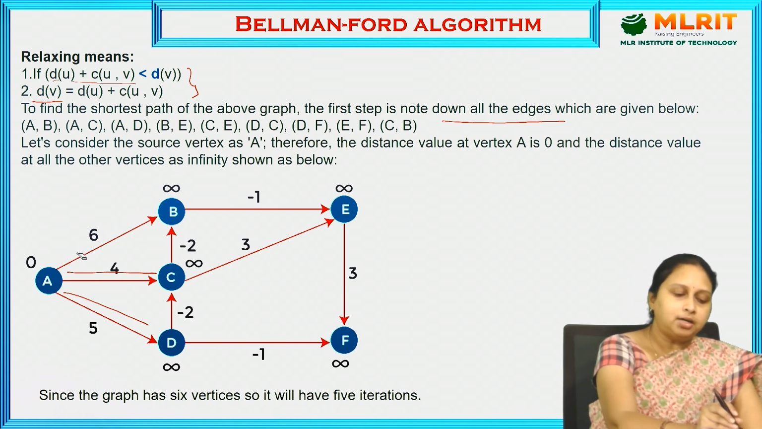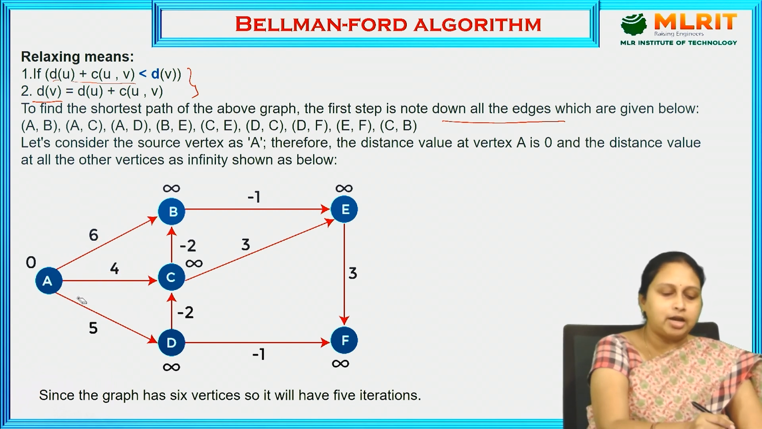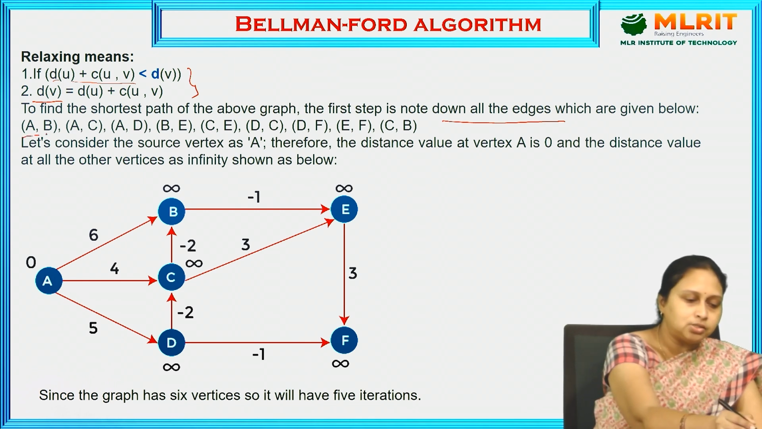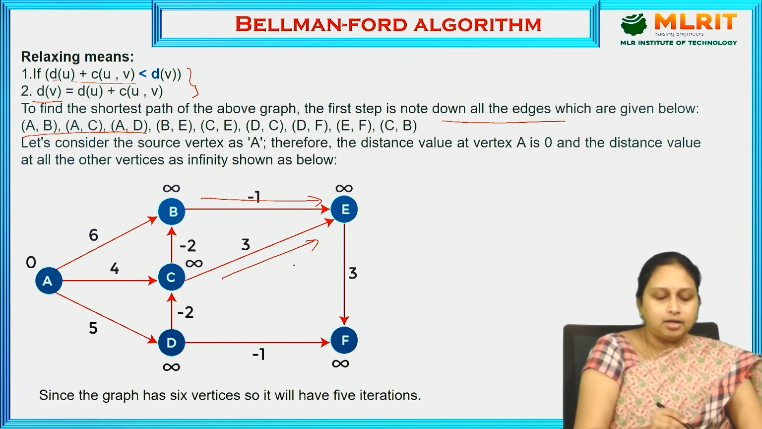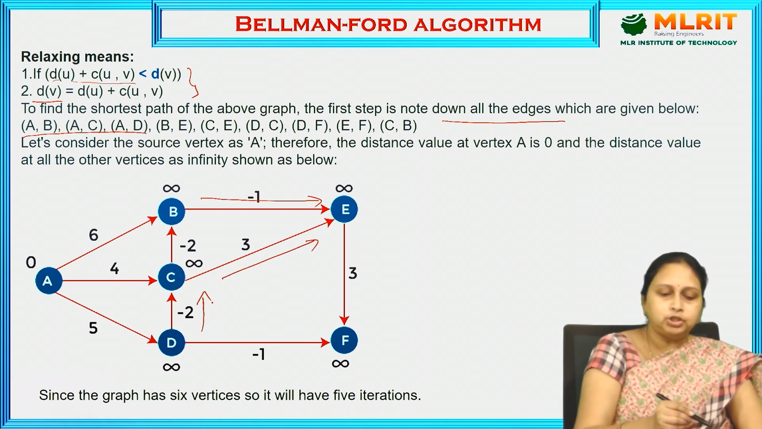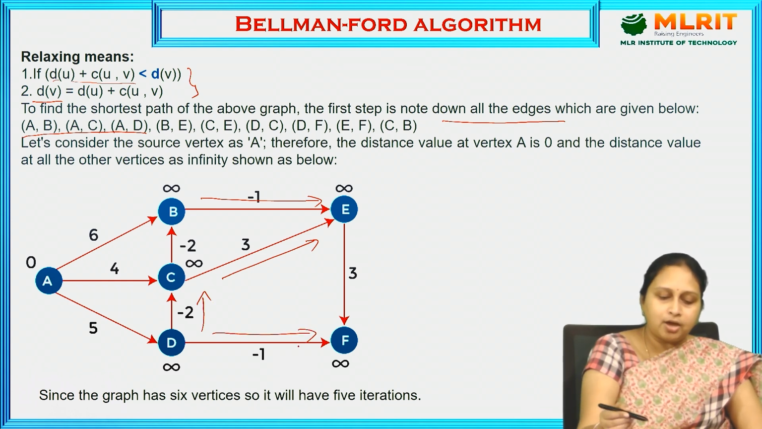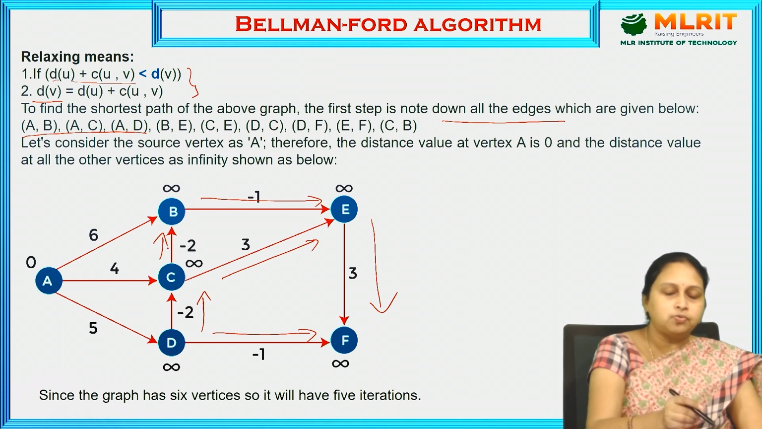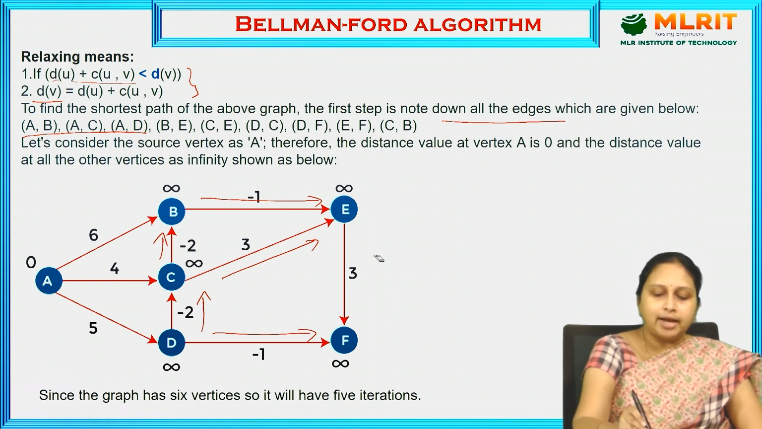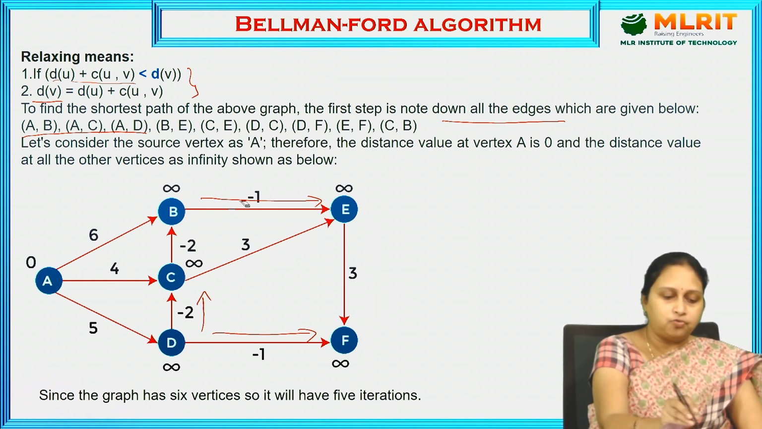That is nothing but an edge, and this is how we are going to write it. That is A to B, A to C and A to D, these three. And B to E, this is one more. And C to E is one more. And D to C, you have one edge. And D to F, also you have an edge. And E to F, we have an edge. And C to B, also we have an edge. These are all the edges we first need to make note of.